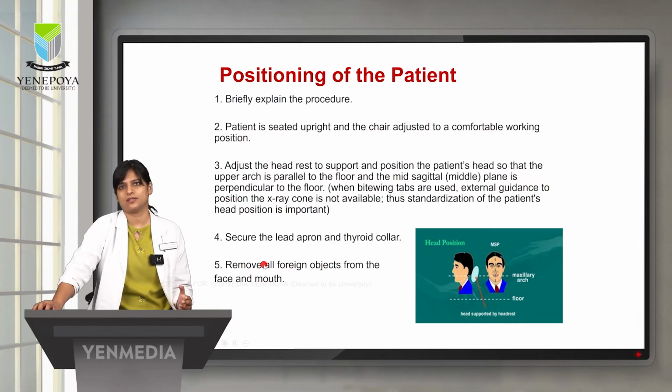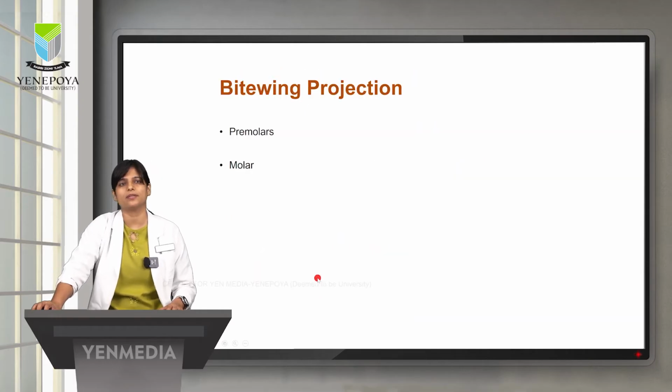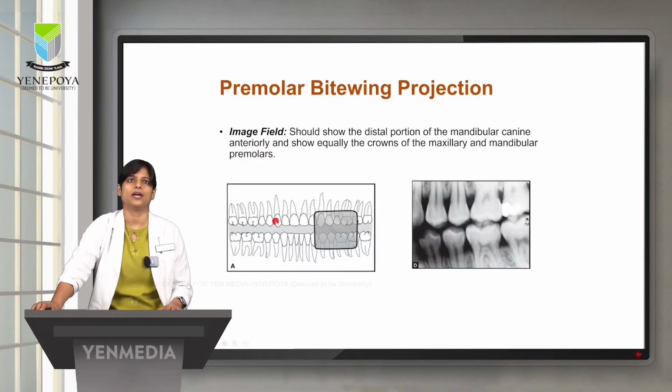Then, in terms of radiation protection, secure the lead apron and the thyroid collar on the patient, and of course remove all foreign objects from the face and the mouth. So moving on to the Bitewing projection, there are mainly two types, that is premolar and molar. In the premolar, how should an ideal image appear in the premolar Bitewing projection? The image field should basically show the distal portion of the mandibular canine, and it should equally show the crowns of maxillary and mandibular premolars.